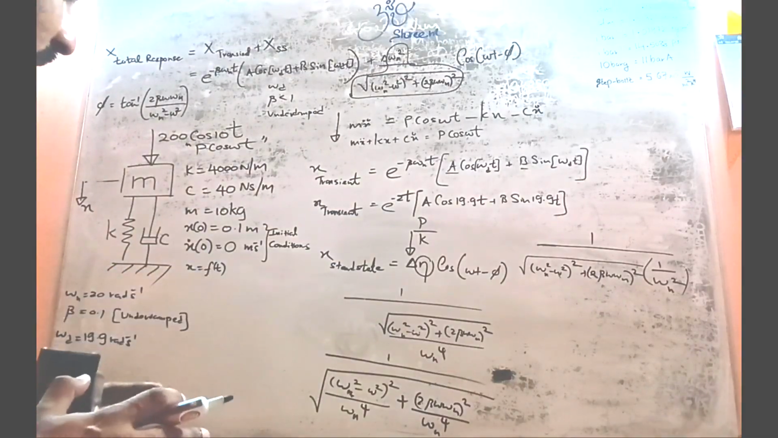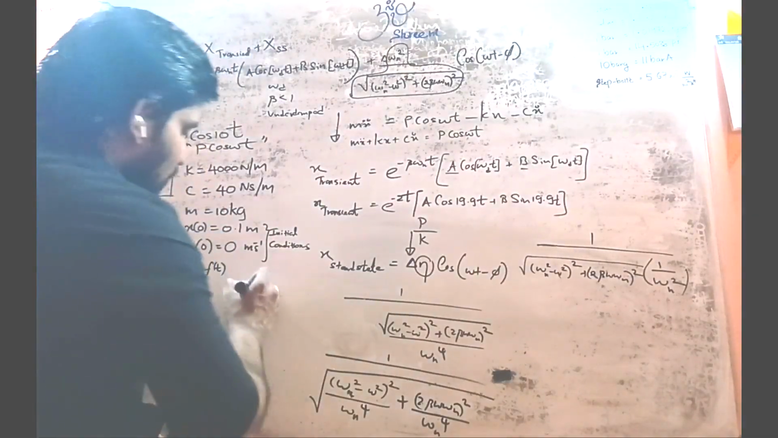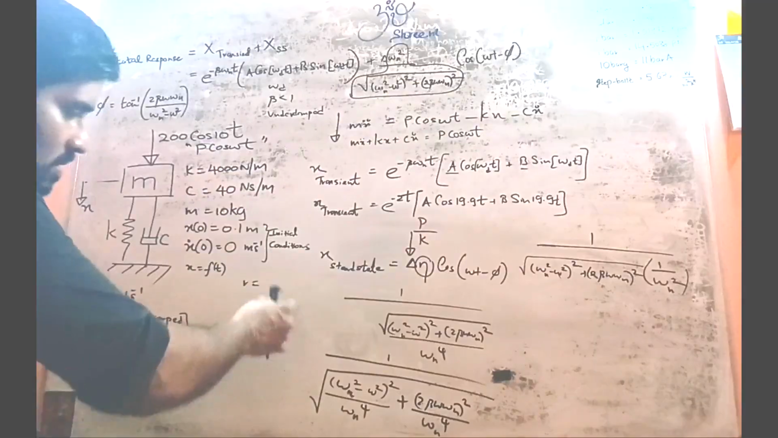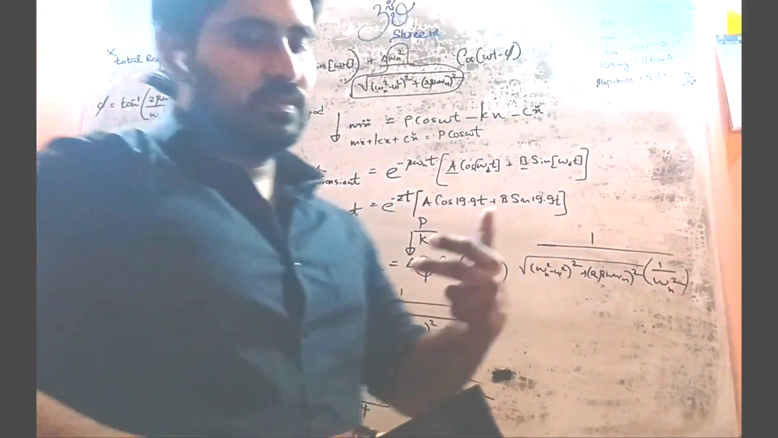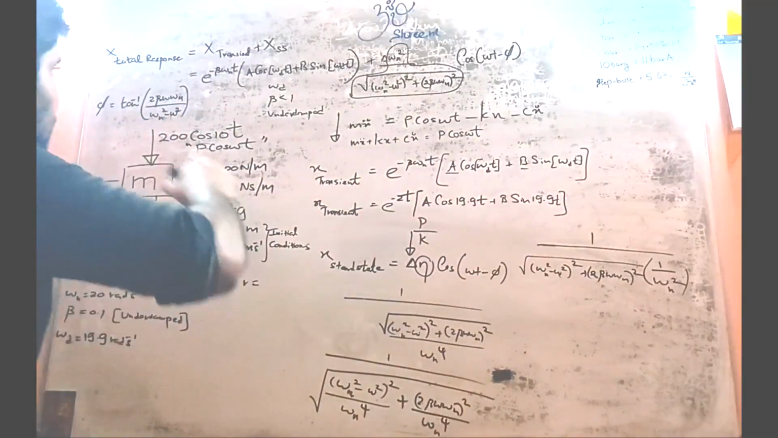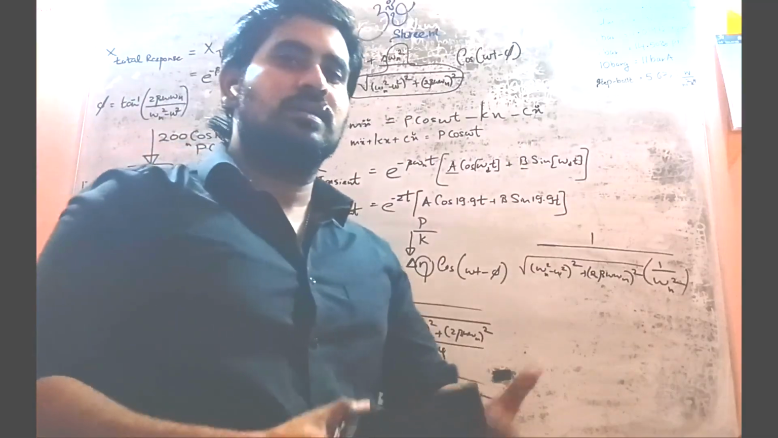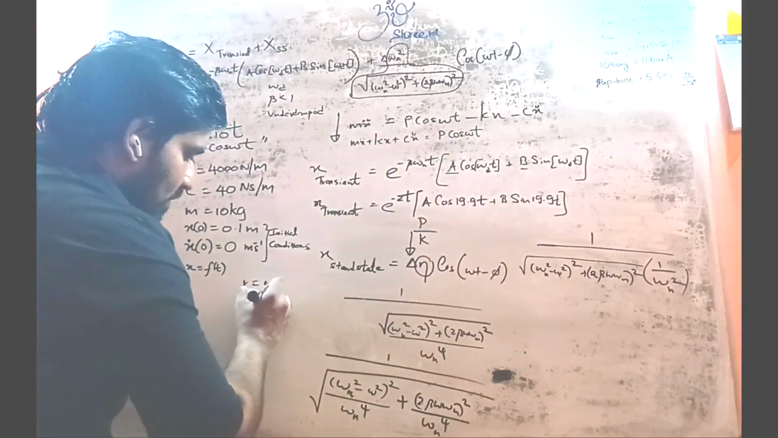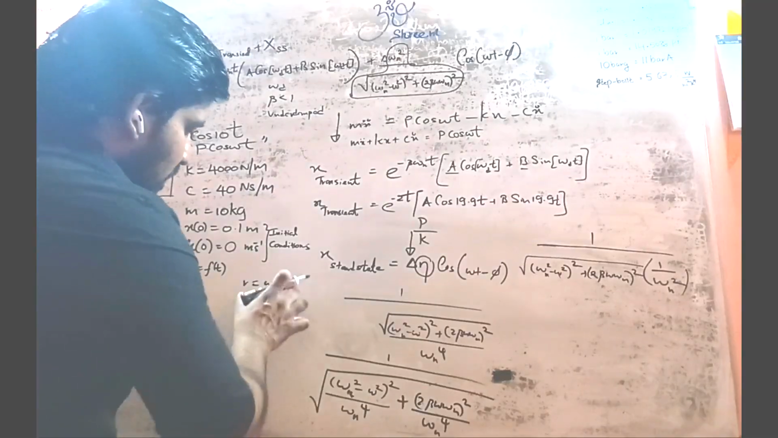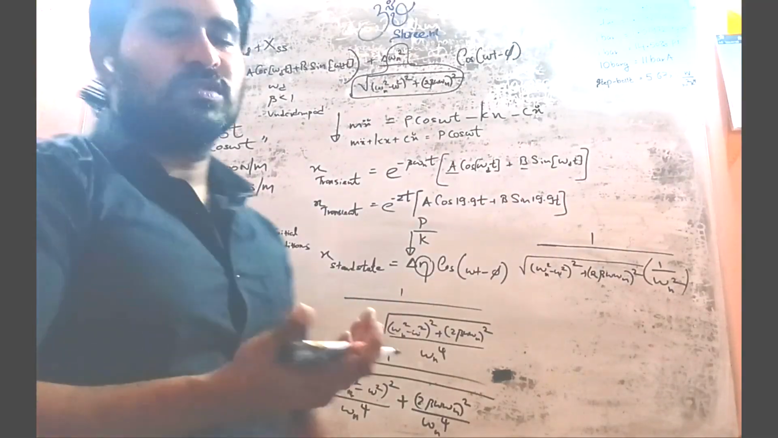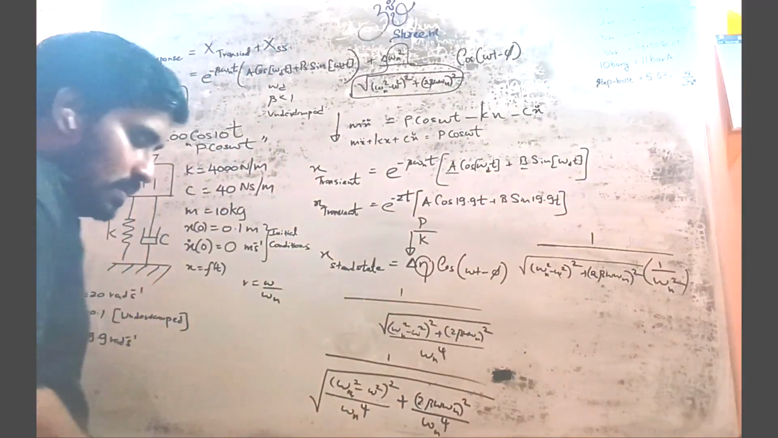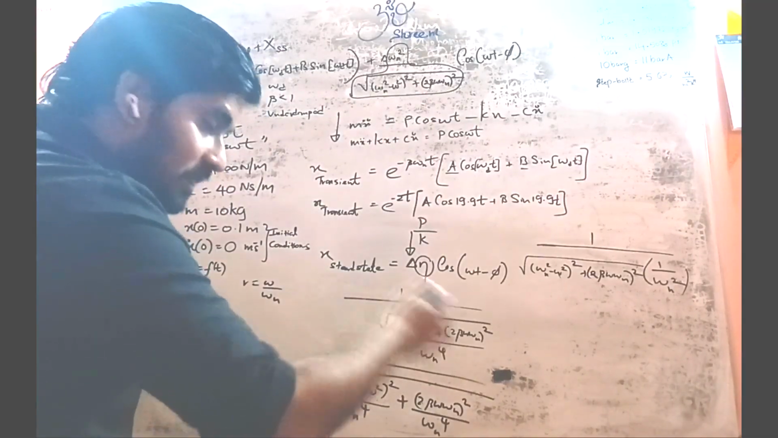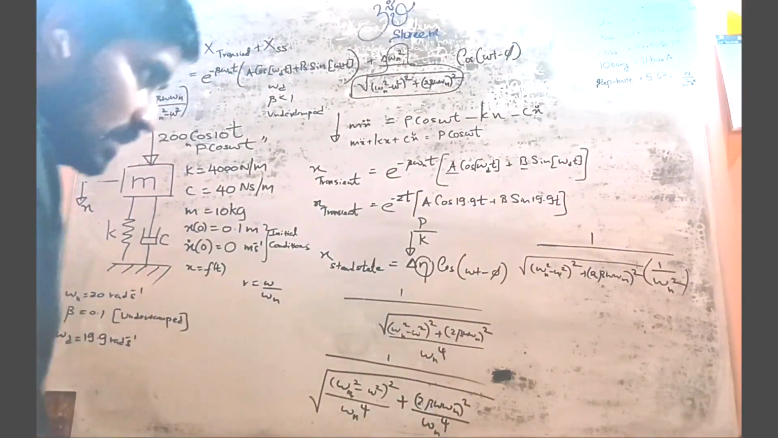Also we know the frequency ratio R, the ratio of the angular velocity of the excitation force divided by the natural frequency. R equals omega divided by omega n, which is the equation for the frequency ratio. So if you do this simplification process, it still continues.